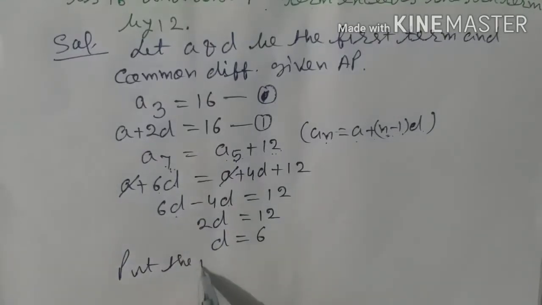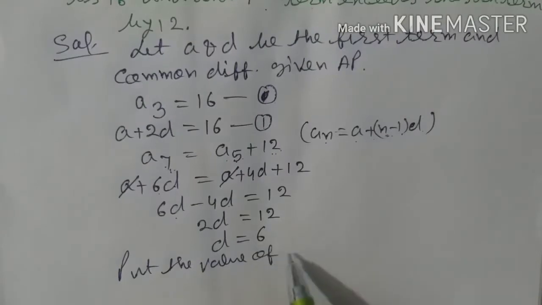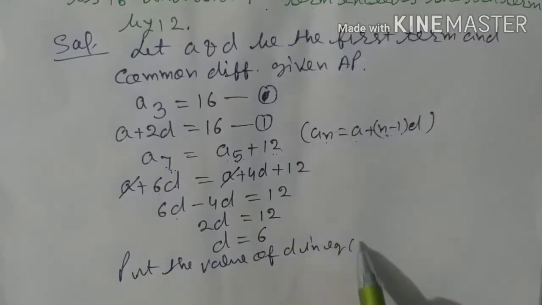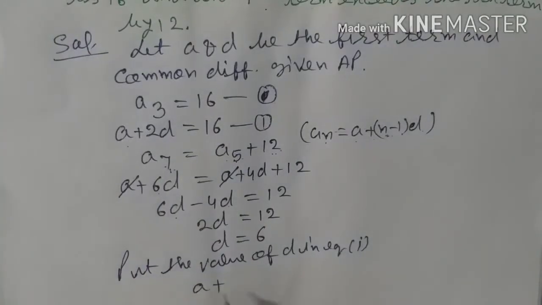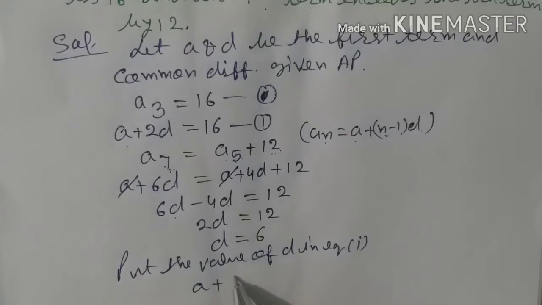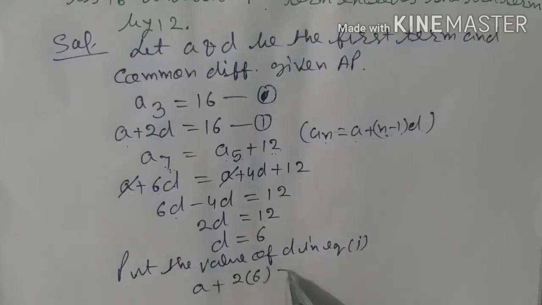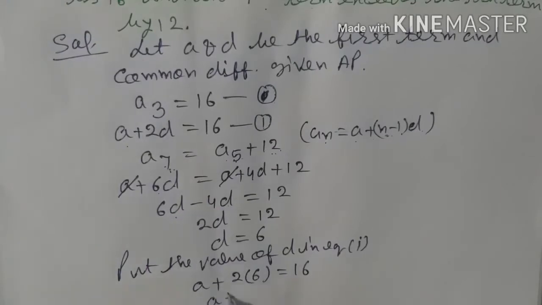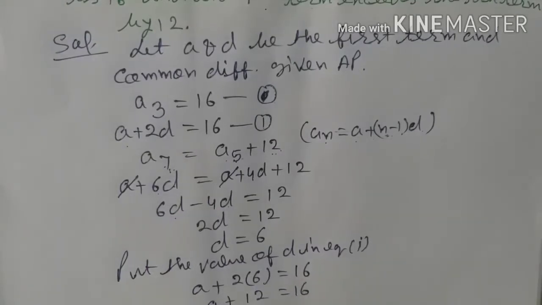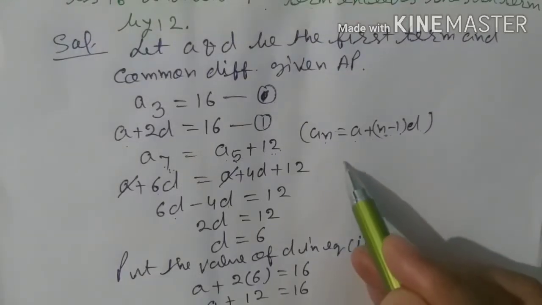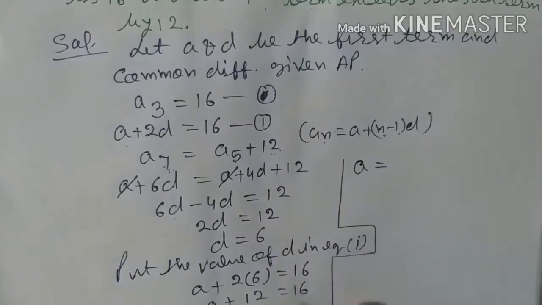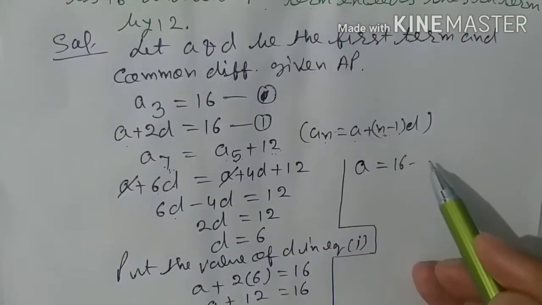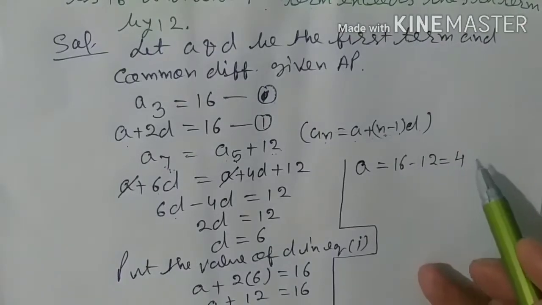Put the value of D in equation first. First is A plus 2D, means A plus 2 into 6 is equal to 16. A plus 12 is equal to 16. It implies A is equal to 16 minus 12 is equal to 4.